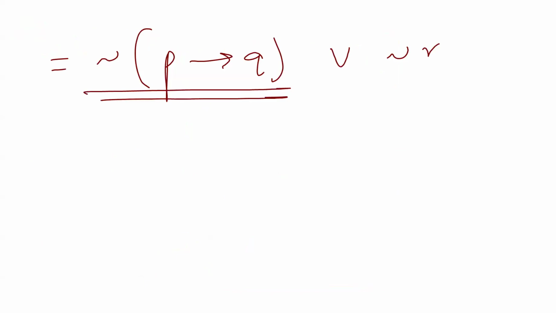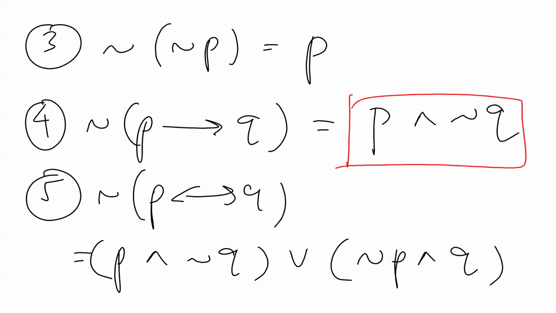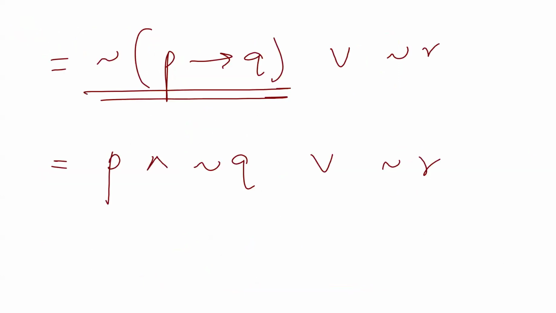Now negation of implication. Formula I have given you. Negation of implication formula I have given you. So this is the final answer. इधर ब्रैकेट डालने का है तो डालो, नहीं तो मत डालो. That's fine.